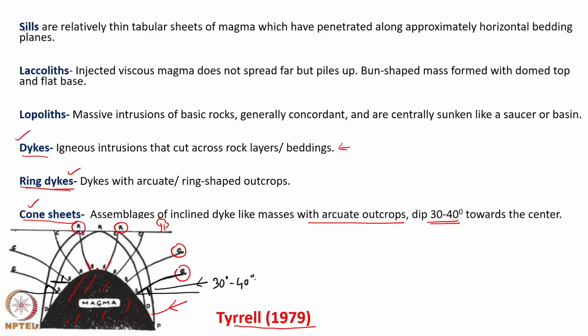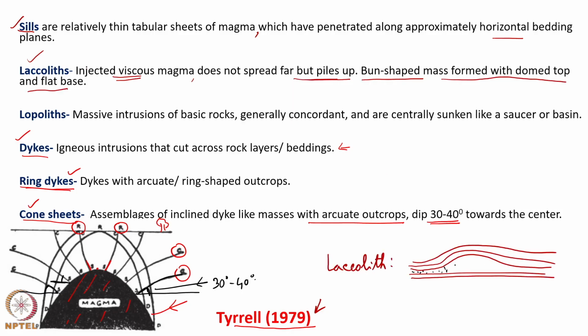Here is the definition of sill from Tyrrell's classic book. The sills are relatively thin tabular sheets of magma which have penetrated along approximately horizontal bedding planes. But in broader definition, sills can cut across bedding planes which need not be horizontal. Now, we come to the definition of laccolith. These are injected viscous magma, and since it is viscous, it cannot flow laterally, therefore, it piles up and it gives a bun-shaped mass formed with dome top and flat bases. The sketch will look like this.